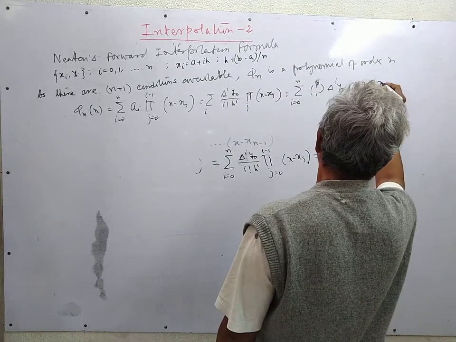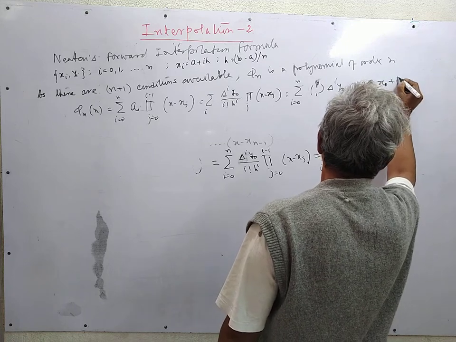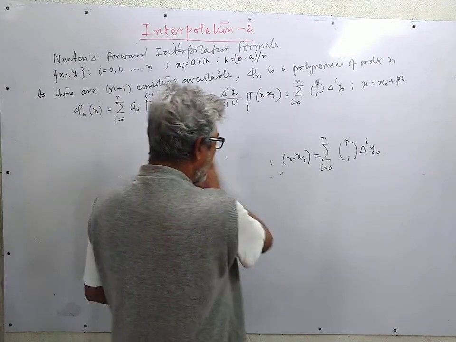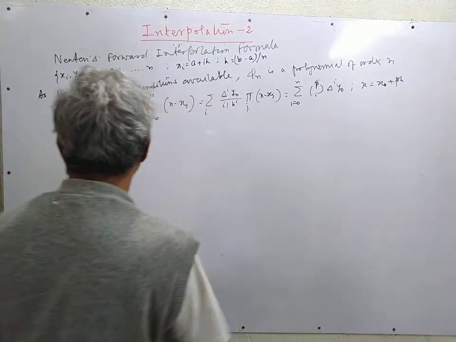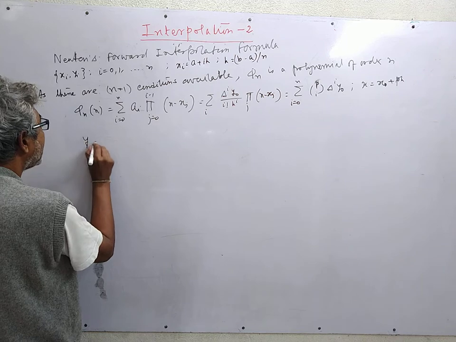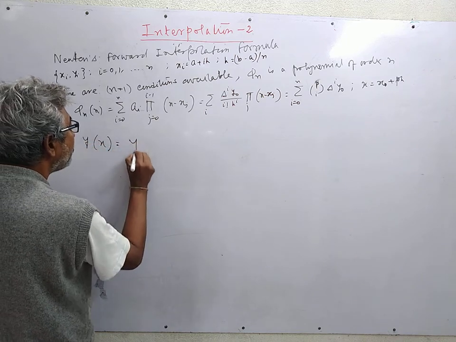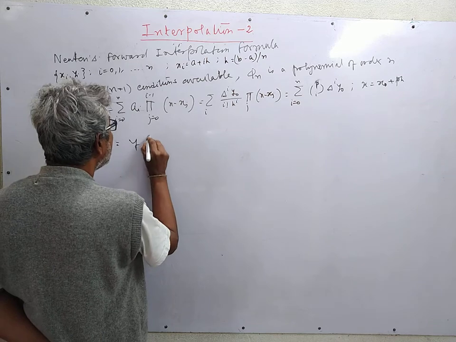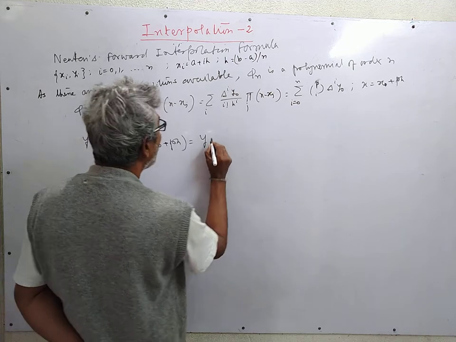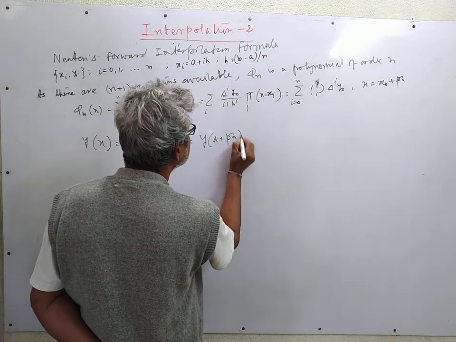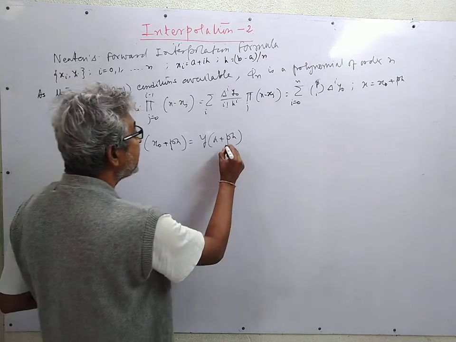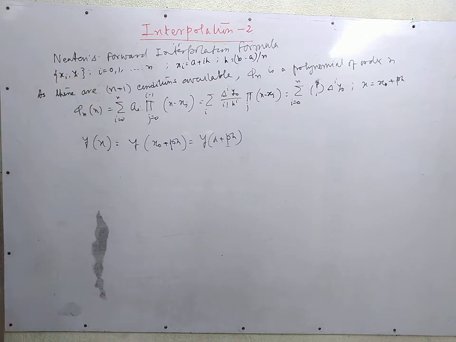where x is written as x0 plus ph. Now our aim is to find out the value of y at x, which is y at x0 plus ph, that is the value of y at a plus ph. That means there are p-th increments of this.